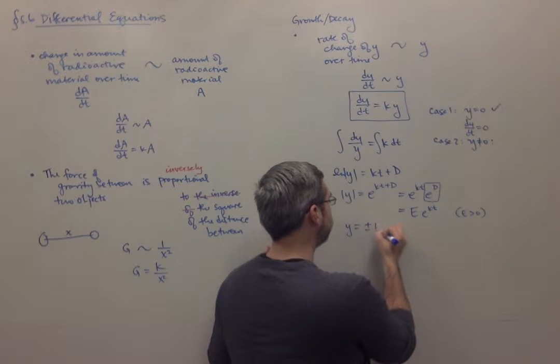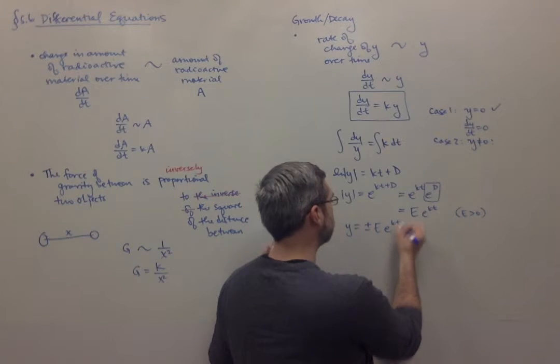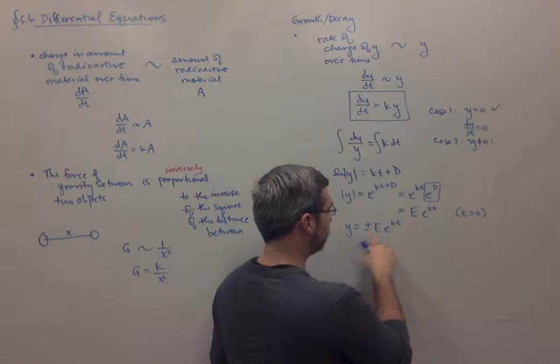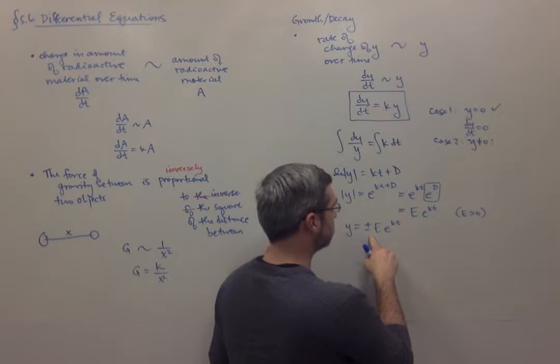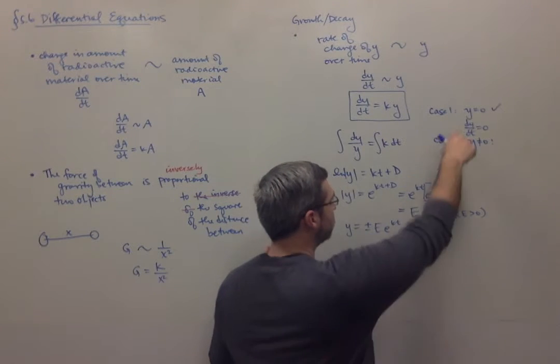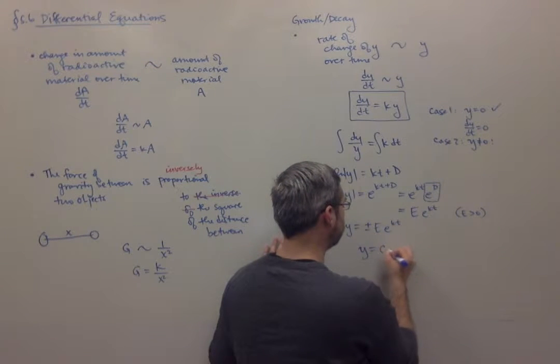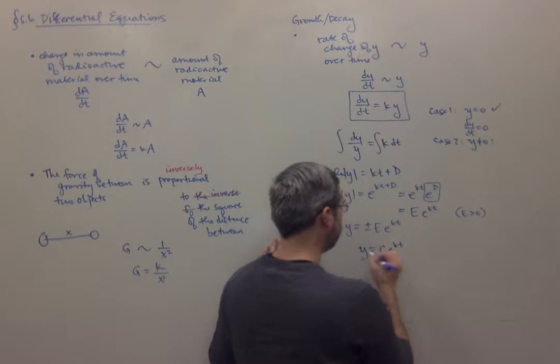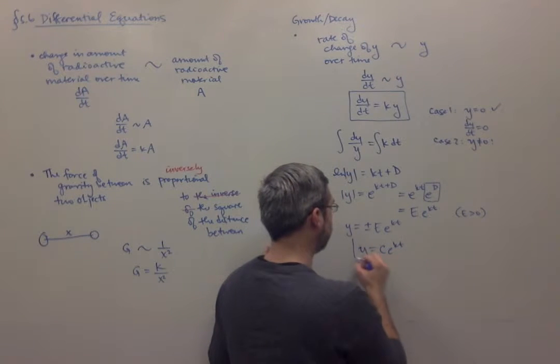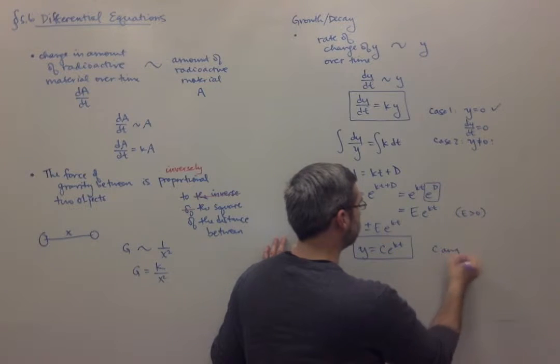Now let's drop the absolute value. So we get any positive or negative number here. But if E were 0, that's actually this case. So let's bring all of those together in one case. And let's call that C times e to the kt. This is my general, so C can be any number.